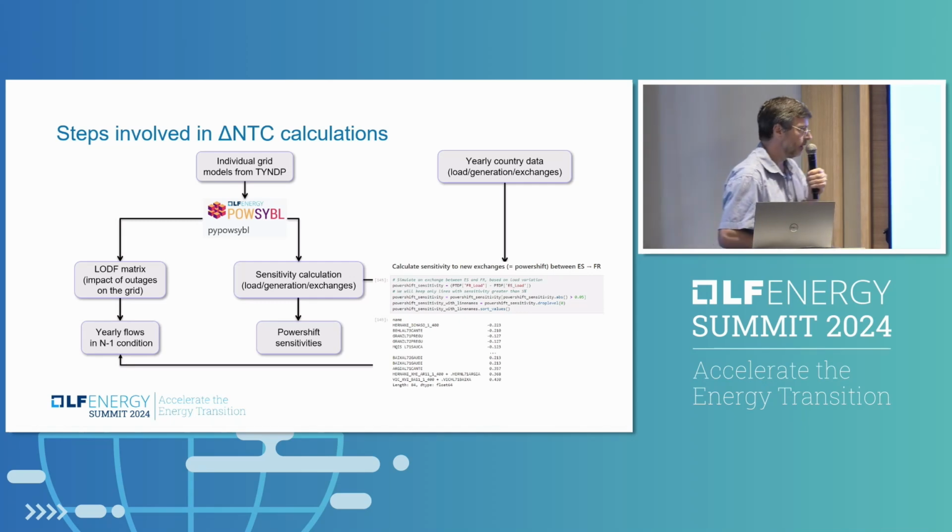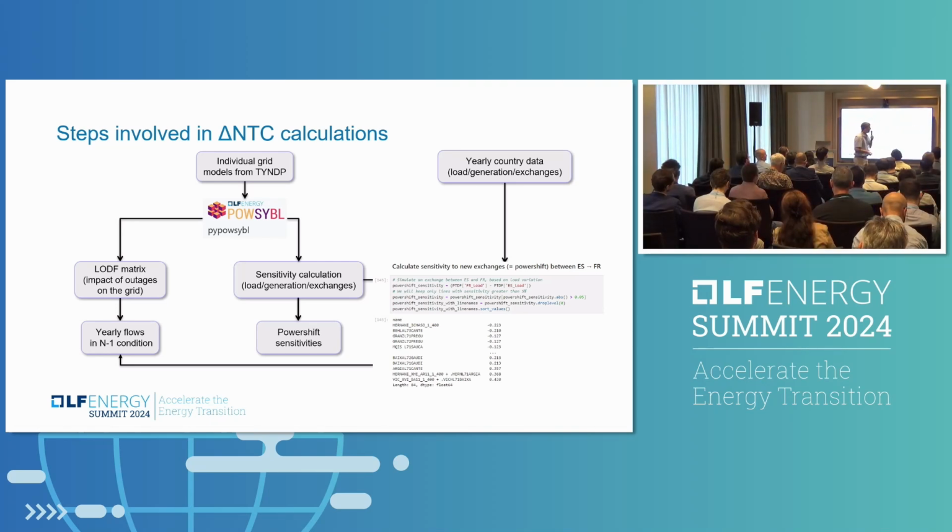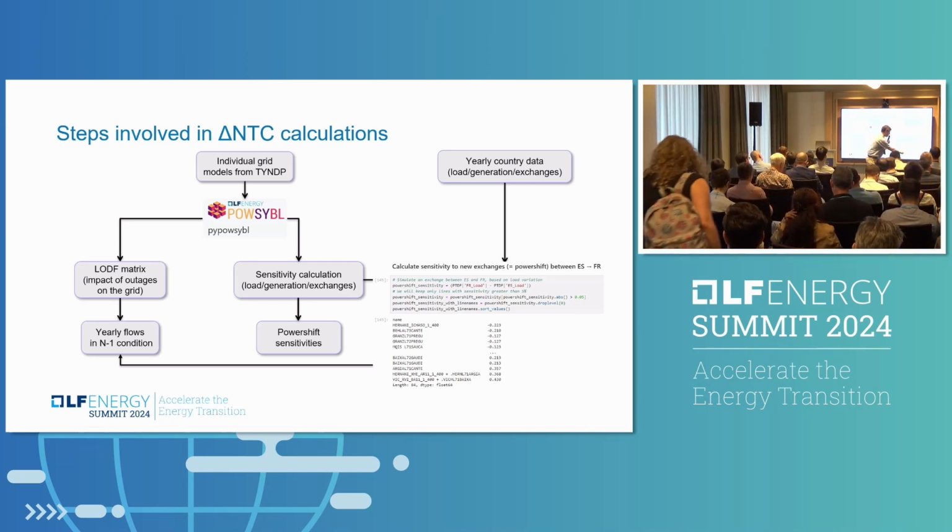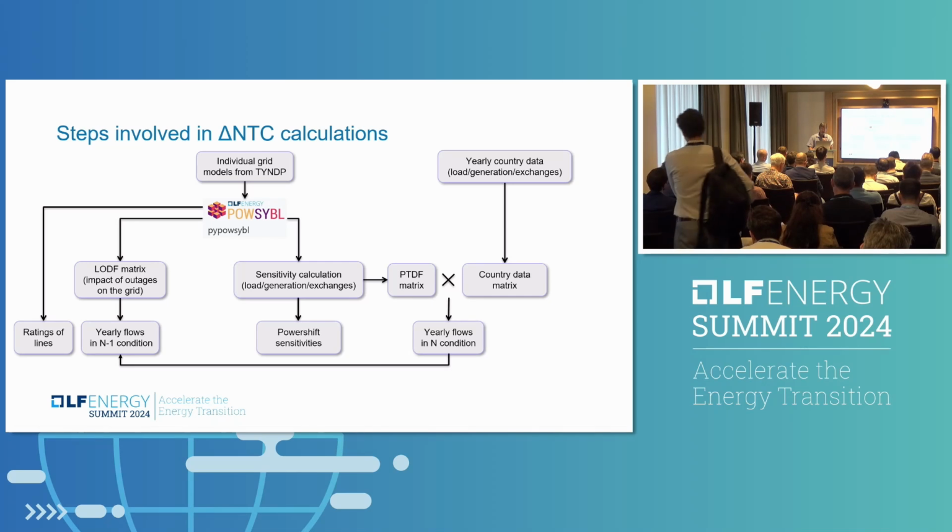Here, for example, I have a power shift between France and Spain. I will increase the load in France and decrease the load in Spain. It will create new, additional exchanges between France and Spain. And here are the lines that are mainly influenced by these new exchanges. For example, this line is around 40% influenced by the power shift increase.